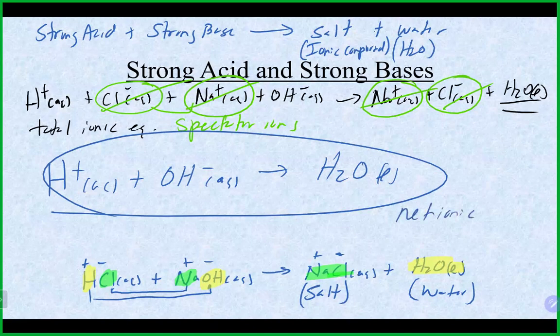You could combine any combination of a strong acid and strong base, and if you go through the total ionic equation to the net ionic equation, that's always going to be the net ionic equation. You're always going to make water, which is why these are sometimes called neutralization reactions, because you're basically just making water. Question on that there.